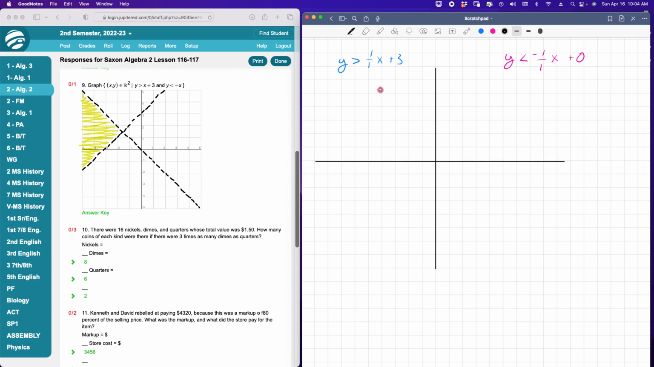Okay, so I'm going to do the blue in blue. Notice the inequality is greater than. There is no equal to underneath here. So if there's no equal to, we can't include the line as part of our answer. So it's going to be a dotted line to just show where that boundary lives. So we're going to start at the positive 3 right here, and we're going to use our slope to graph. Up 1 over 1, up 1 over 1, up 1 over 1, up 1 over 1.